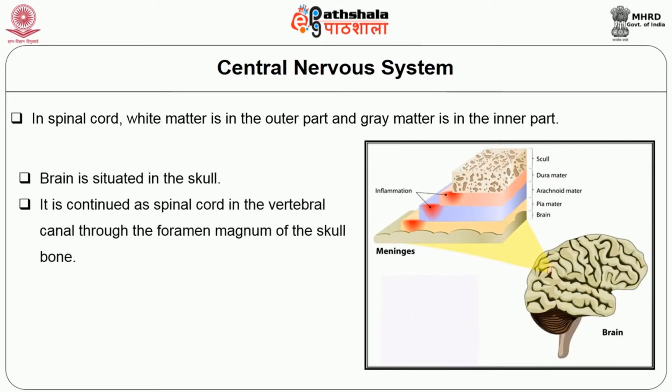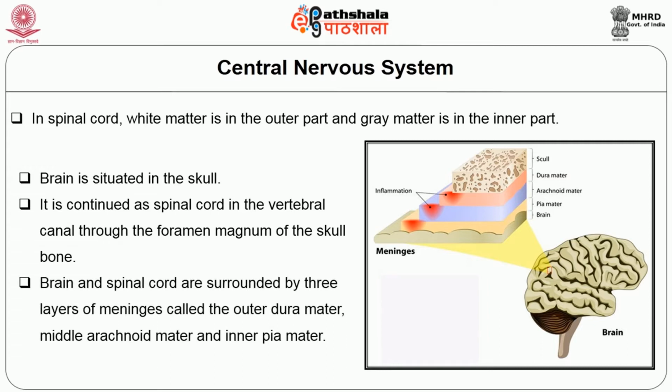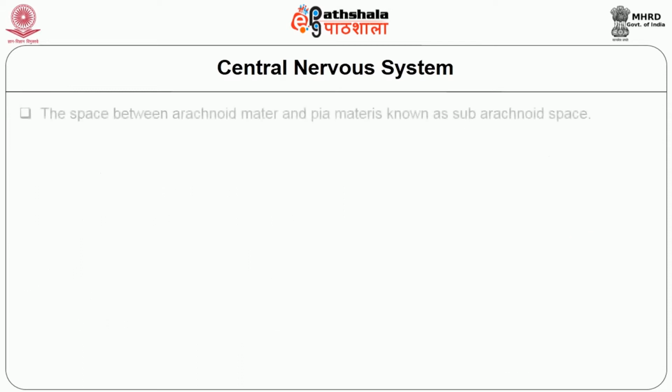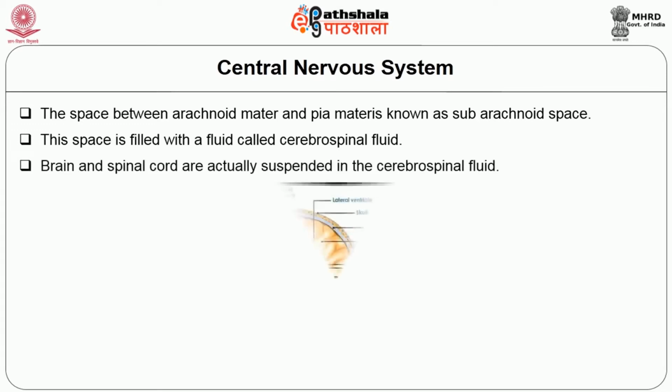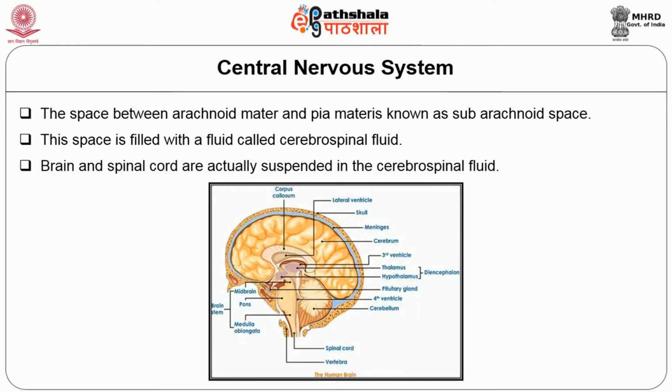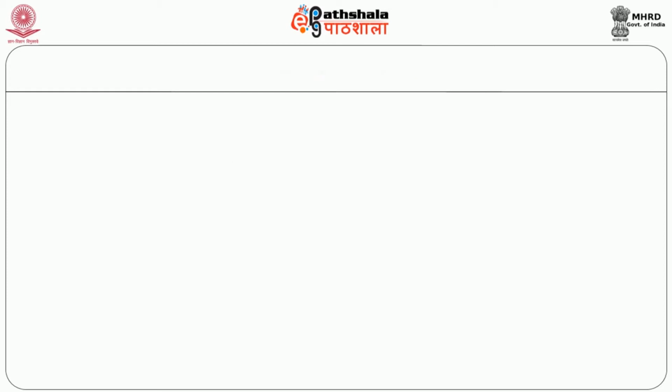The brain is situated in the skull. It is continued as spinal cord in the vertebral canal through the foramen magnum of the skull bone. Brain and spinal cord are surrounded by 3 layers of meninges called the outer dura mater, middle arachnoid matter and inner pia mater. The space between the arachnoid matter and pia mater is known as subarachnoid space. This space is filled with a fluid called cerebrospinal fluid. The brain and the spinal cord are actually suspended in the cerebrospinal fluid. The important parts of the brain and segments of spinal cord is clearly explained in this. Now let us see one by one.